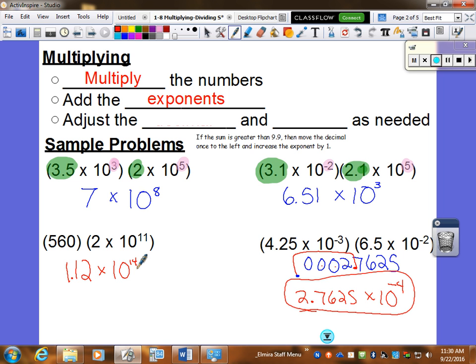Okay? So the shortcut is to multiply the numbers and add the exponents, and that worked just beautifully for the first 2 problems. Sometimes you have to adjust your decimal and your exponent, but if you just want to type everything into the calculator, you can, and you don't need a times sign in between, but you do need the parentheses.